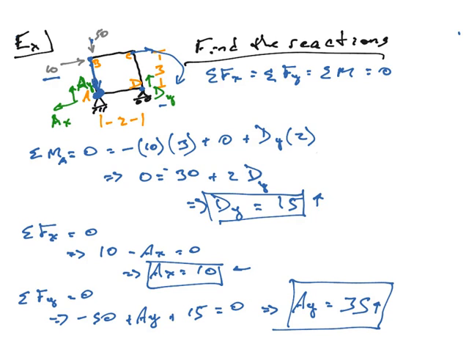And so there you go. This is how you do reactions. Notice it's very easy. 3 basic equations. Sum of the forces in x is equal to 0. Sum of the forces in y is equal to 0. And sum of the moments is equal to 0.